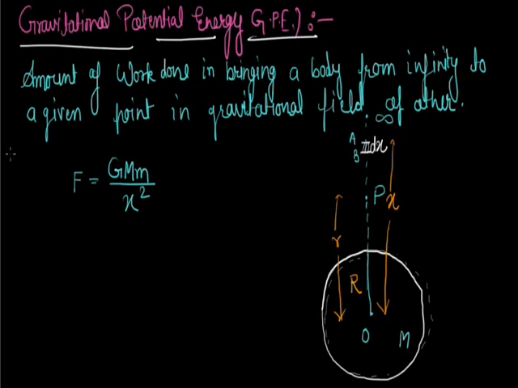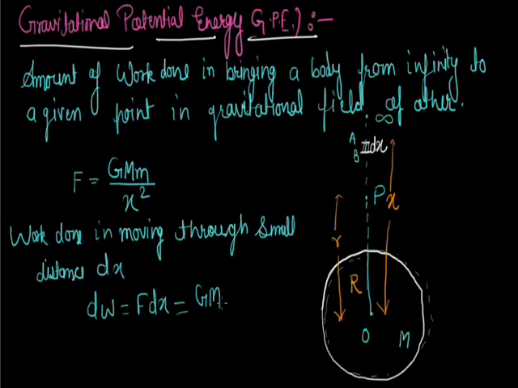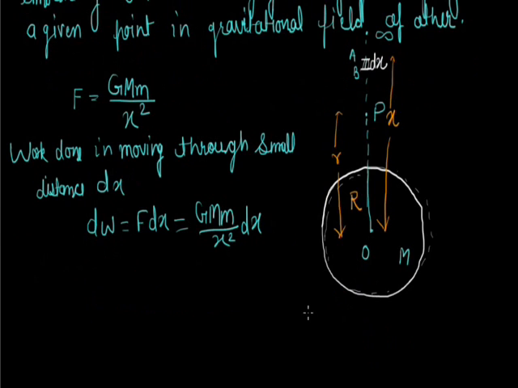Now the work done in moving through a very small distance dx can be written as dW equals F dx, which means G M m upon x square into dx. So here we have written this expression for the work done in moving a body from A to B through a very small distance dx.